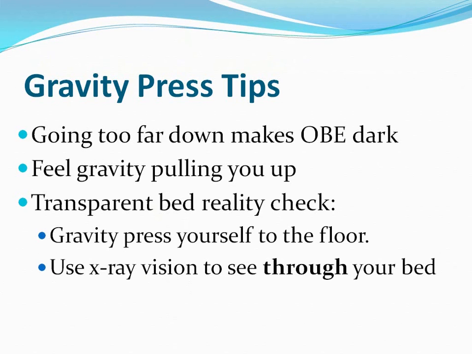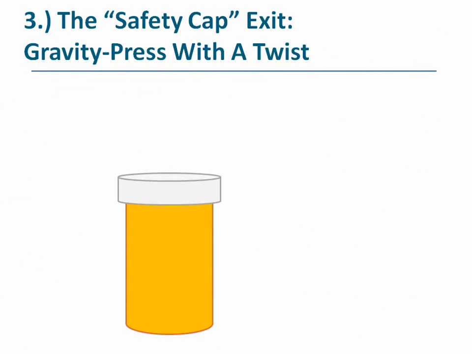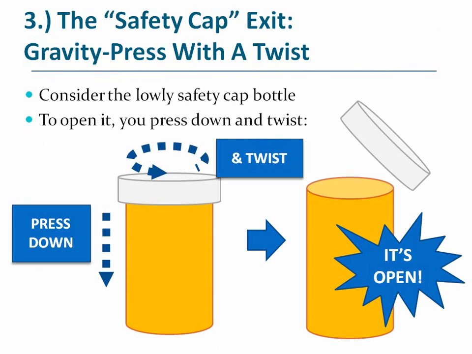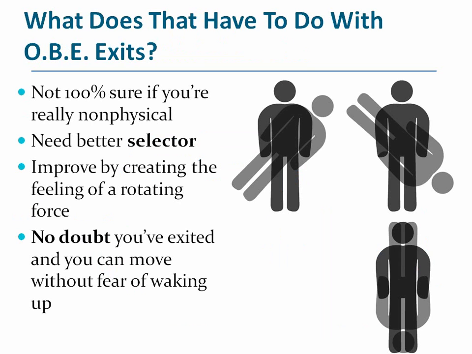You can build on the gravity press exit to make it more powerful. This brings us to the third movement-free exit method called safety cap. With a safety cap bottle, to open the lid, you have to press down and then twist. The problem with the gravity press method is that even if you sink into the bed a few inches, you may not be completely sure that you've really separated.